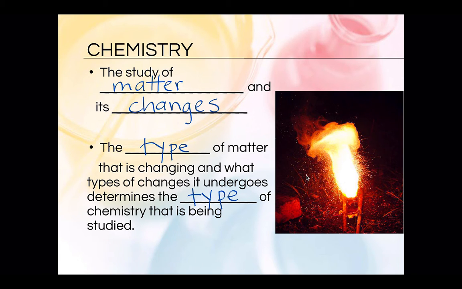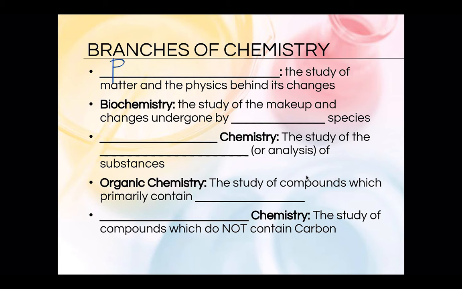There are several branches of chemistry that you should be familiar with. The first one is called physical chemistry because it's the study of not just the matter, but also the physics behind its changes, like whether it releases heat or absorbs heat. In biochemistry, it's the combination of biology with chemistry, so it's the study of the makeup of changes that are undergone by living species. Because remember, bio means life.